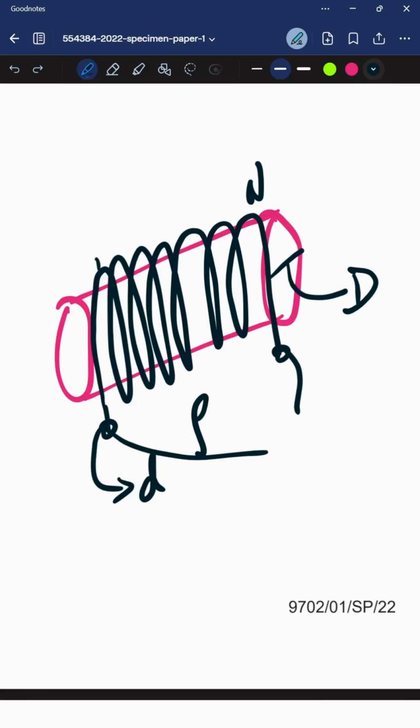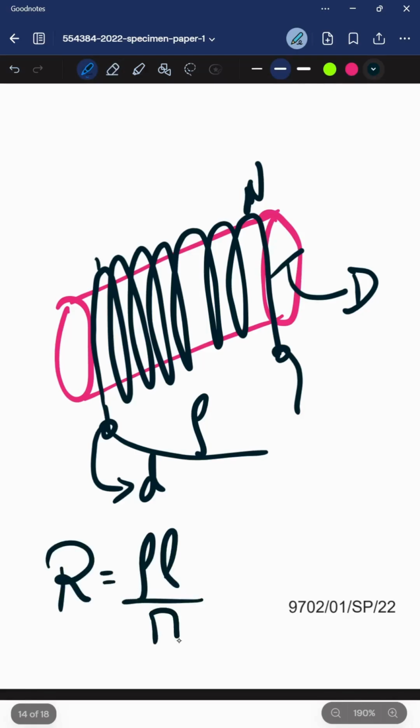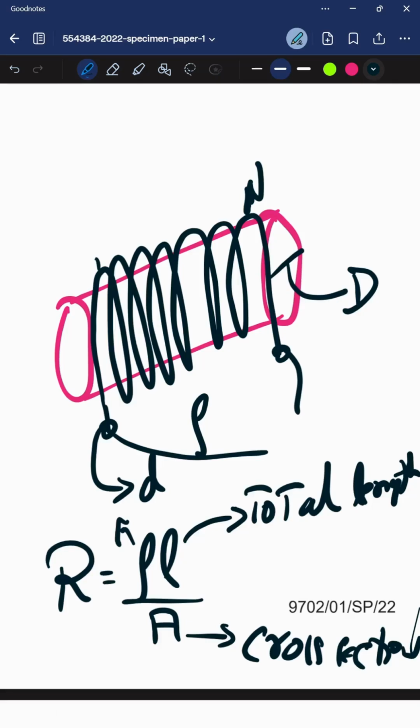Well, first we need to know the formula for the resistivity. The resistance R equals rho L over A, where R is the total resistance. Rho is the resistivity, which is given to us. L is the total length of the wire, and A is the cross-sectional area of the wire itself. Now we need to find the total resistance.